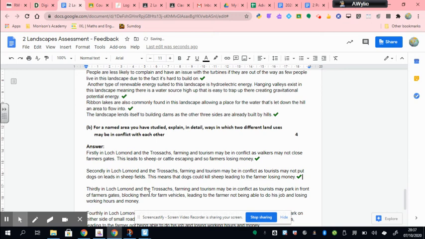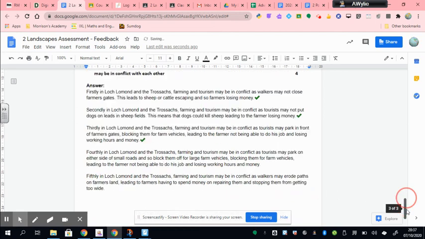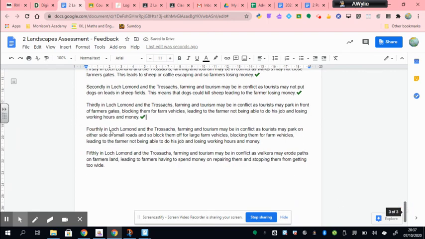Our third point is about parking over gates. Visitors can't find parking, so they park them over gates. Farmers can't get their vehicles into fields, and they can't work as much, or they just get annoyed. But once again, it is an issue about money, I guess, at the end of the day. And our fourth point is that they might be in conflict because they're narrowing the roads by parking on the sides, and they can't get their farm vehicles up the side. It's very similar to the third point, but a little bit different because it's not about blocking gates. This is more about blocking roads.